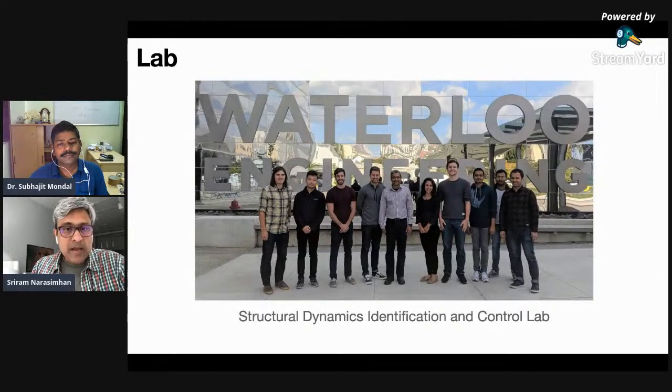My lab is called the Structural Dynamics Identification and Control Lab. These are some of my students, taken maybe about a year ago. Some of them have graduated, and new ones are coming in. But essentially, as the name goes, we work in the areas of structural dynamics, identification, and control, which are all interdisciplinary areas that I'm going to briefly touch upon.